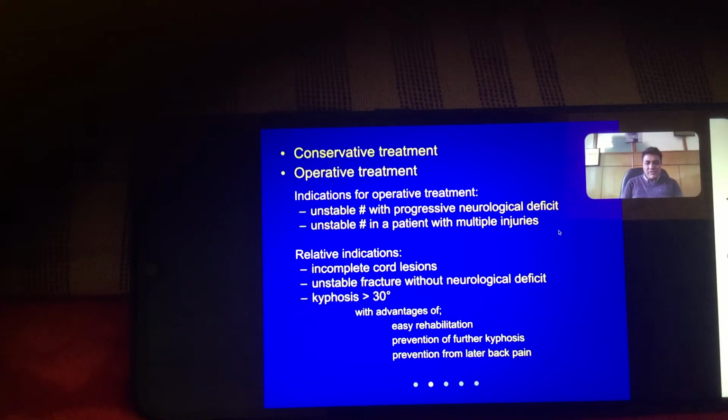Another indication is kyphosis of more than 30 degrees. If there is a compression fracture and the kyphotic angle of the spine is more than 30 degrees, you have to operate. The advantage of the operation is early rehabilitation and prevention of further kyphosis. If you leave 30 degrees of kyphosis, later on when the patient gradually walks and starts doing heavy work, the spinal deformity increases. So to prevent further kyphosis and later back pain: if the spine alignment is not maintained, if there is deformity, gradually in later life the patient will have some back pain.